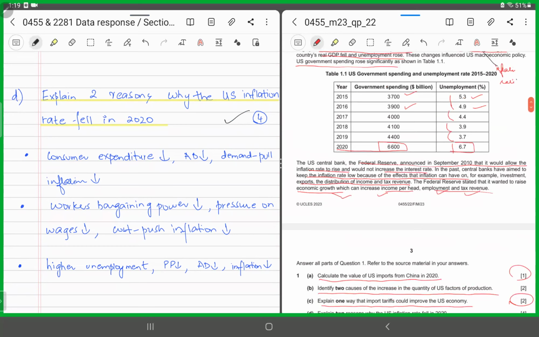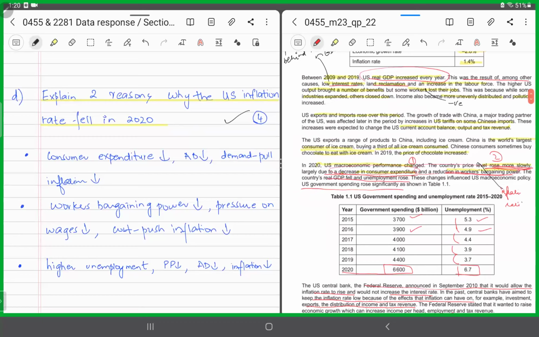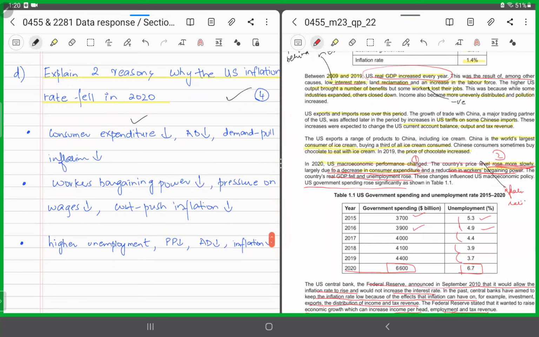All right. So, now 2 reasons why the US inflation rate fell in 2020. Here, we had identified that the country's price level rose more slowly. That means the inflation rate fell because there was a decrease in consumer expenditure and a reduction in workers' bargaining power, right? So again, we are seeing that there was a fall in consumer expenditure. That means the spending of consumers fell. So now when consumers are going to spend less, overall aggregate demand fell. So this means there was a fall in demand-pull inflation. Demand-pull inflation is what? Too much money chasing too few goods. So as a result, demand-pull inflation fell. So you link it to demand-pull inflation.